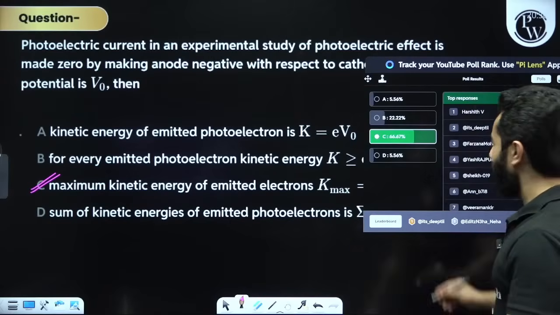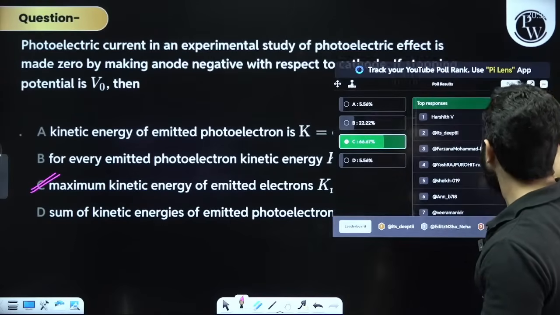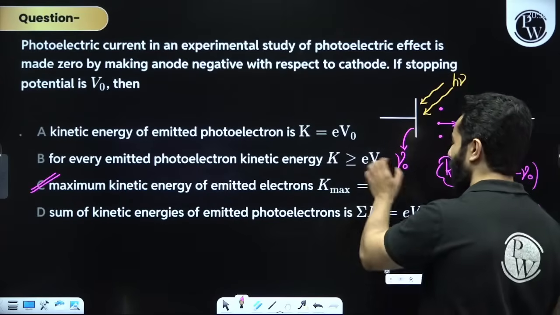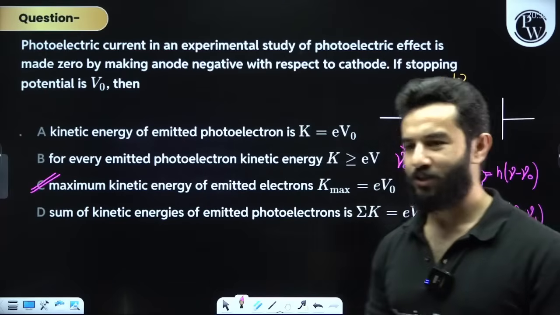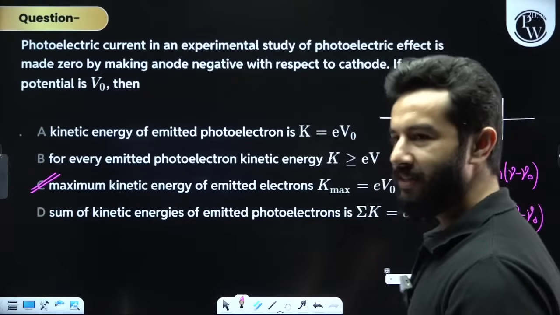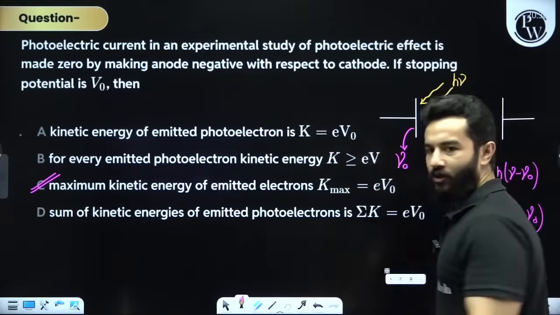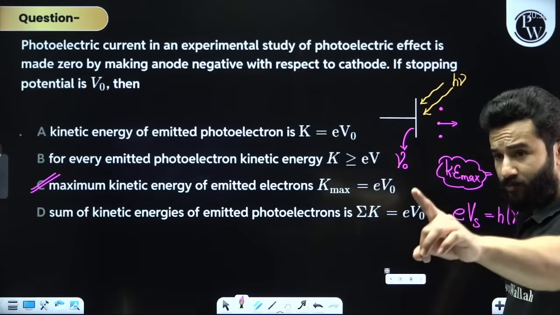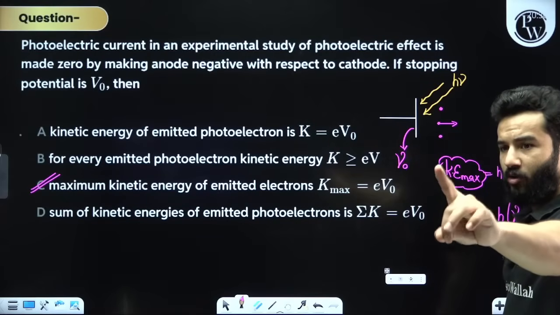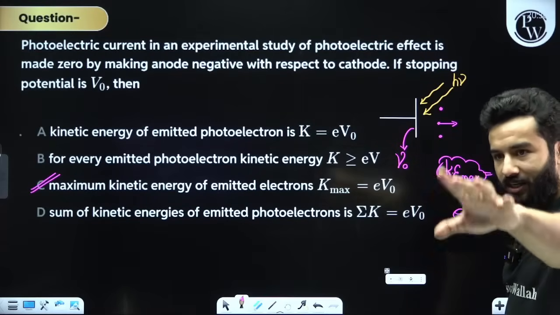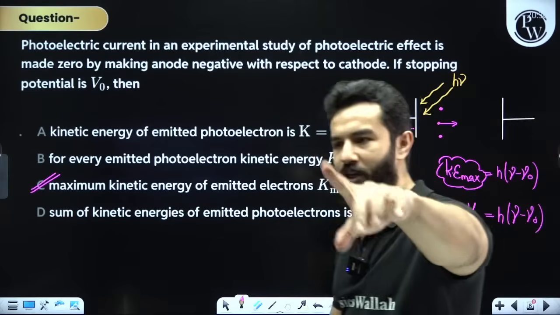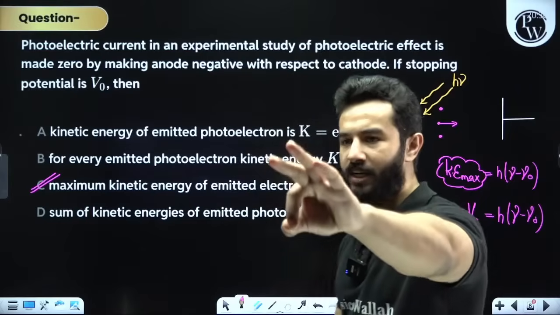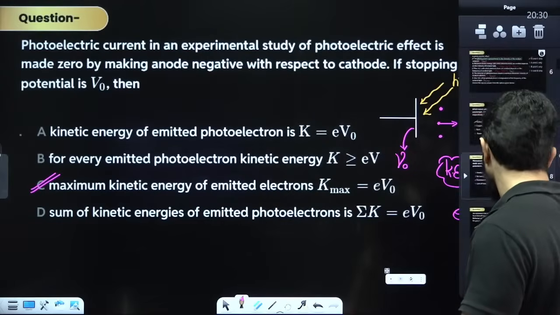Many of you have thought that kinetic energy will be greater than eV0. That's not possible, right? Clear? Got it, my dear friends? Quickly write down in the chat box. Sorted? Explanation is clear, crystal clear. Quickly write down in the chat box. Now I am moving on.